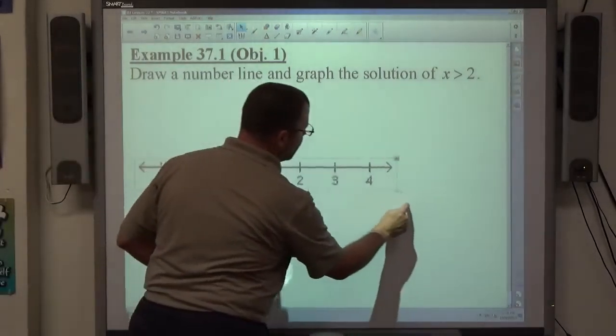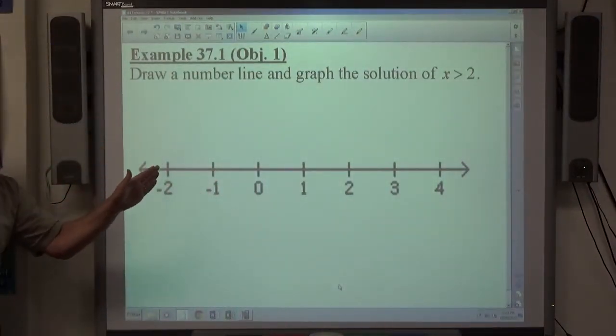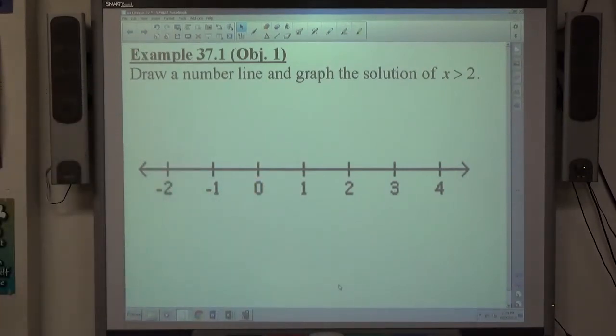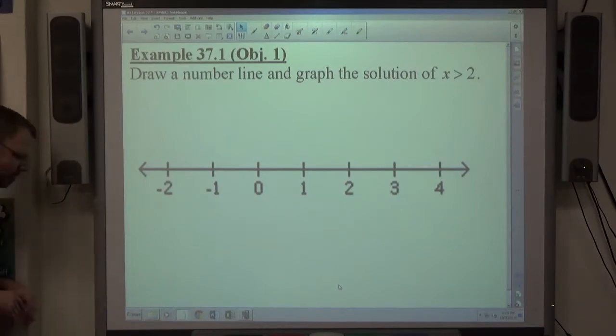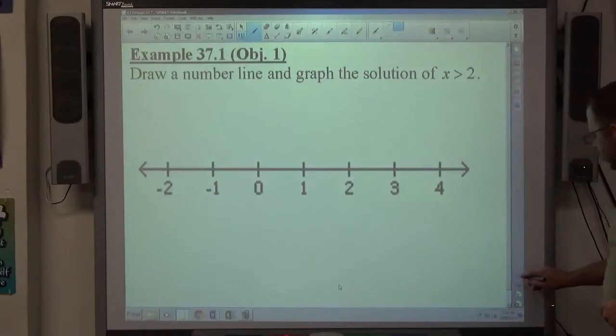So here's my number line. You can see the characteristics of my number line. It's a straight line. It's got dashes on it. Every dash has a number on it, and there's arrows going both directions. Every number line should look like that before you start marking on it. Then you are going to either put a hollow circle.